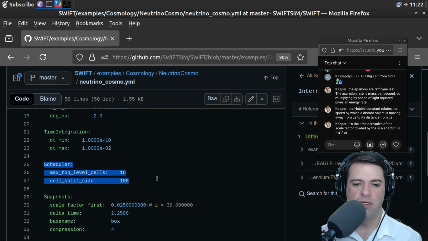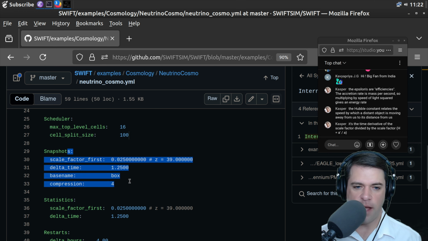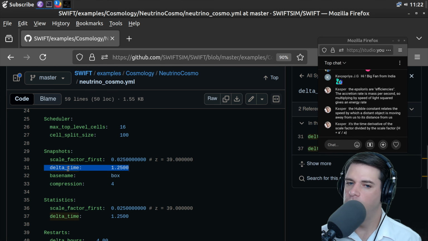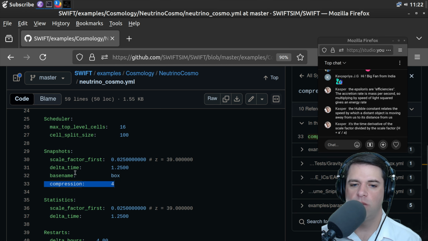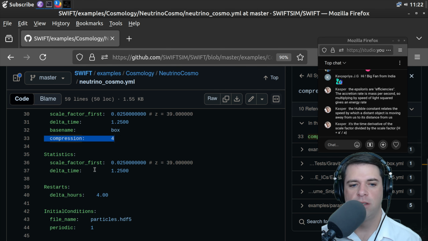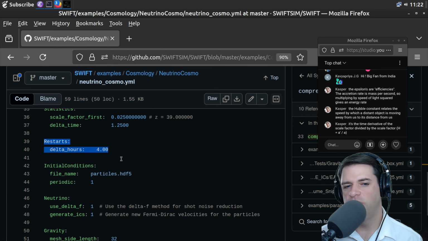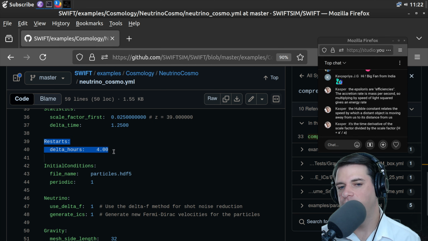And then it's configuring the scheduler and some snapshots. Presumably maybe how often to take snapshots. The base name is box, I guess, and whatever compression 4 means. And restarts after 4 delta hours. I'm not really sure what that means.